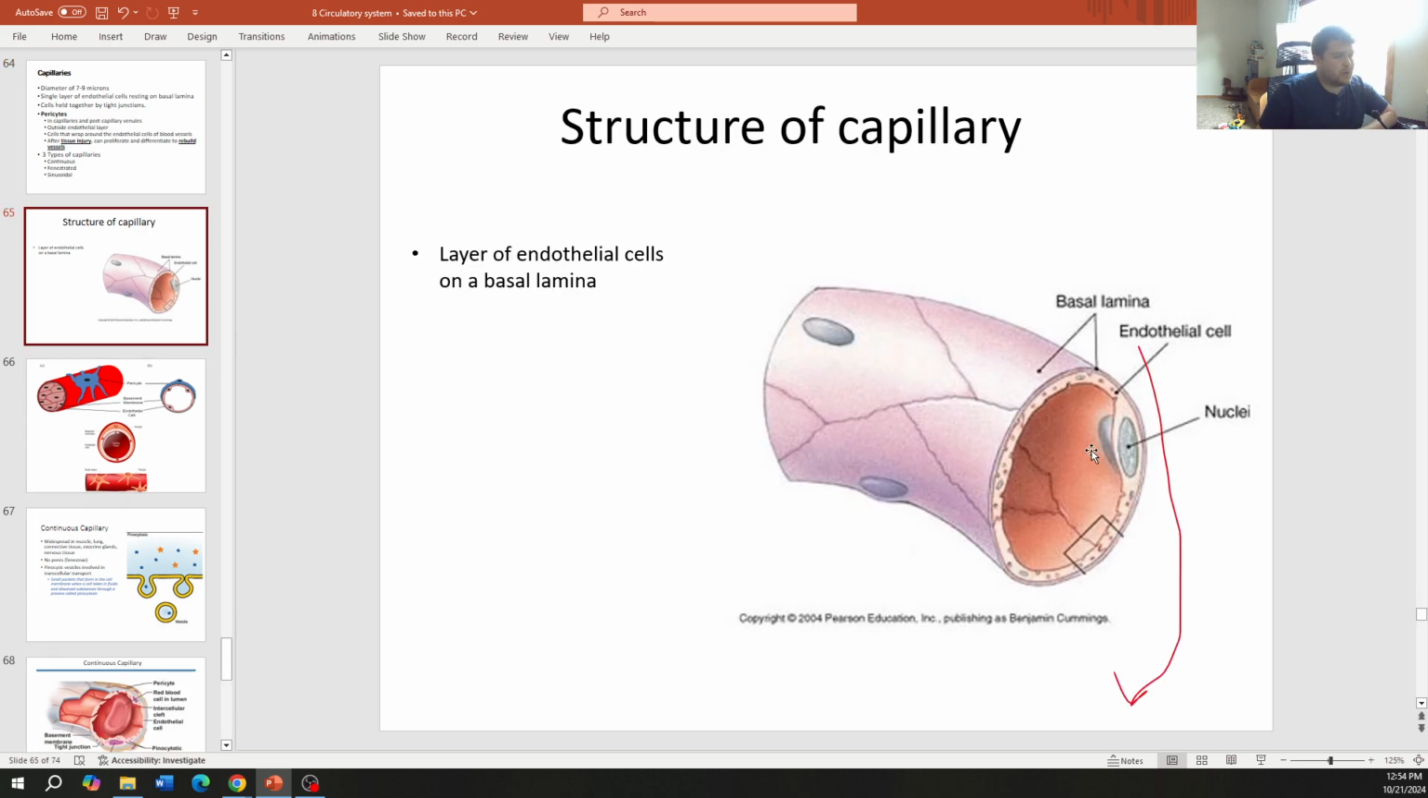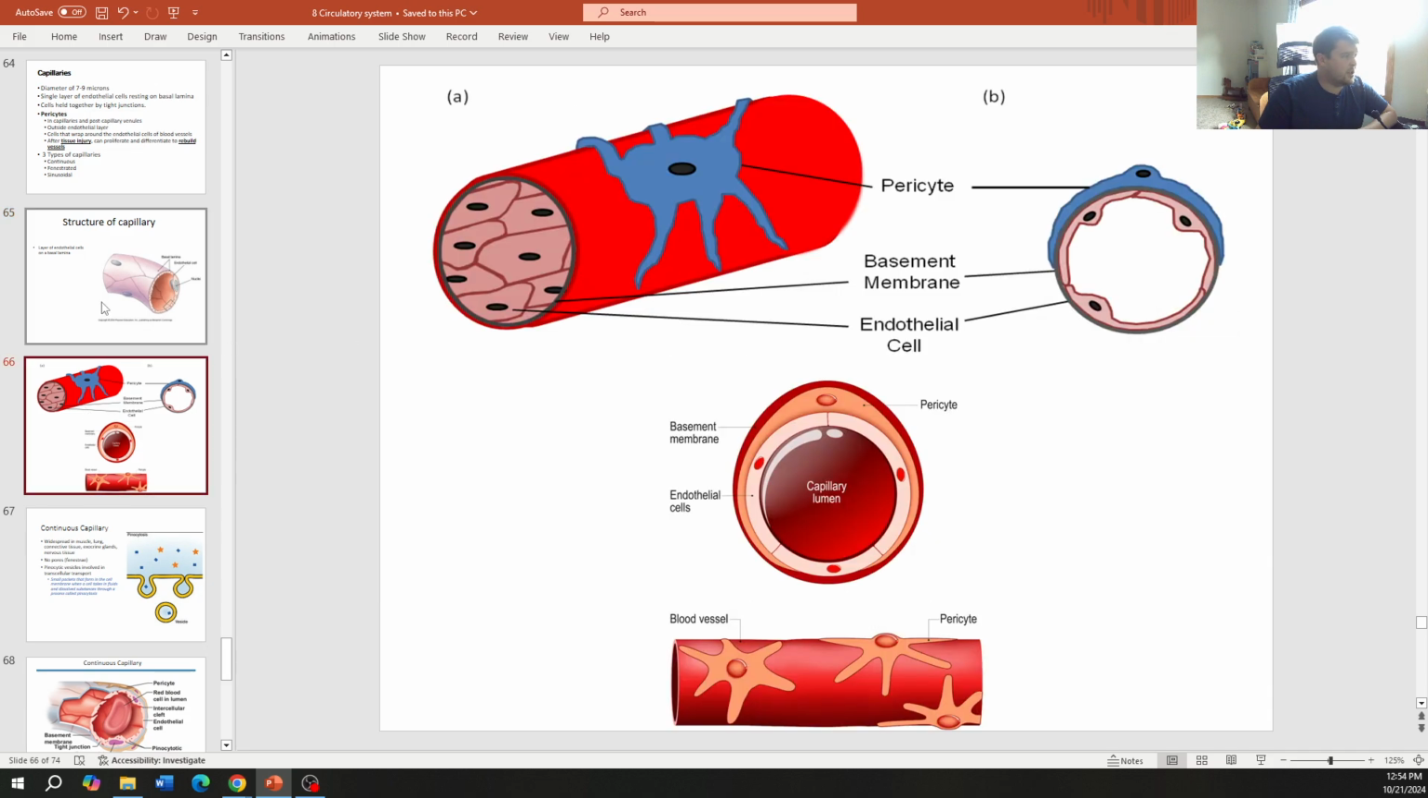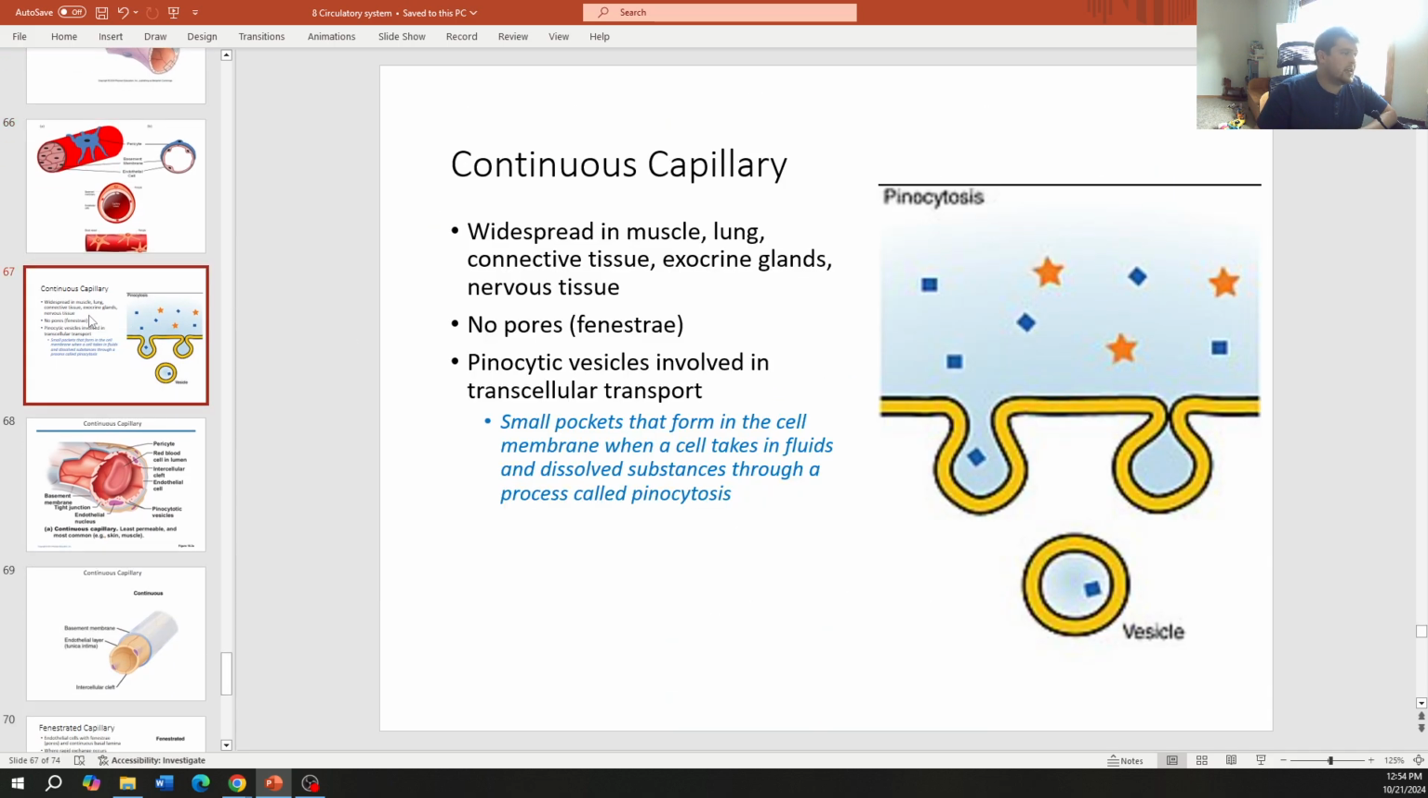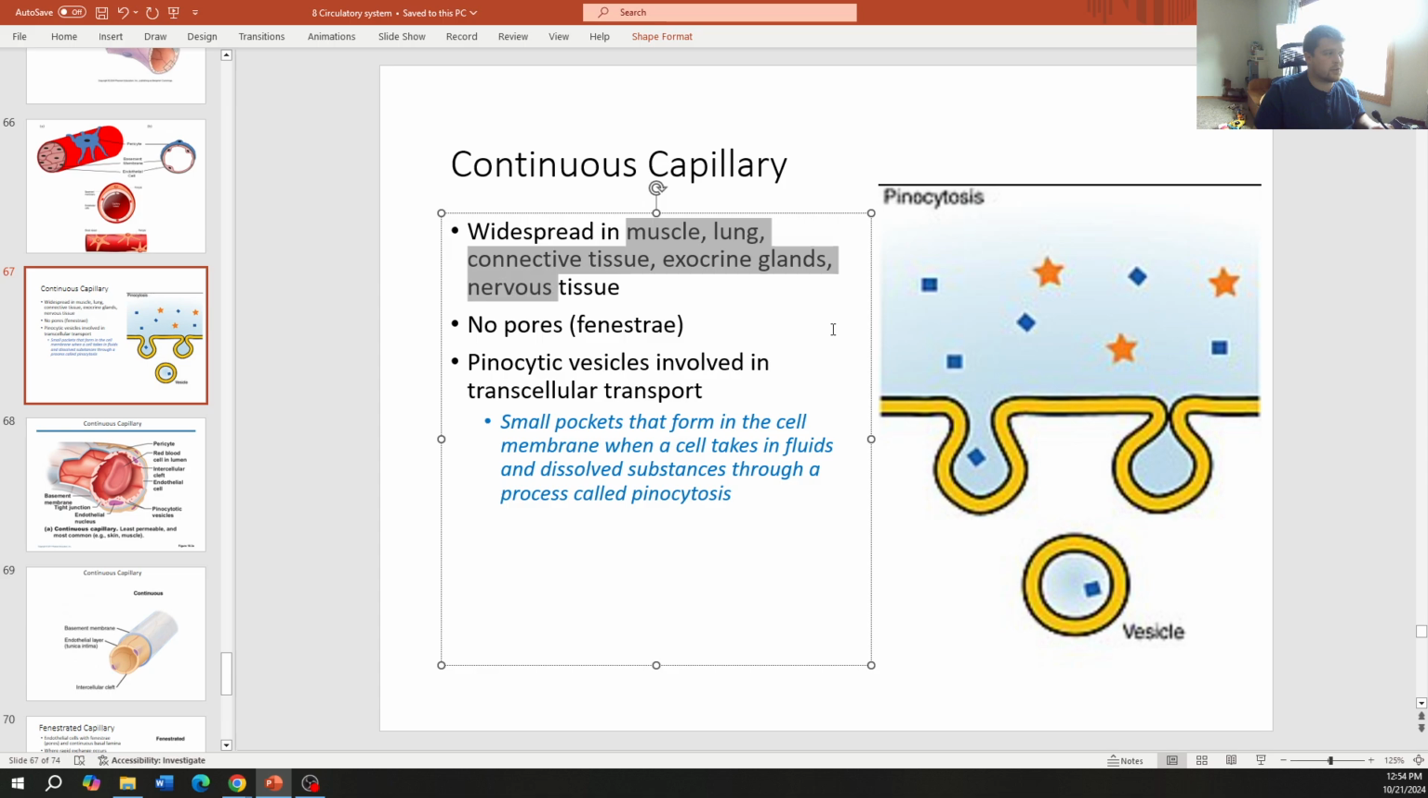So in general, we have the endothelial cells on the basal lamina. Those are those pericytes. The continuous capillaries are found mostly in our muscle, the lungs, connective tissue, exocrine glands, and nervous tissue. Throw those into a Quizlet. It's good to know all the locations. It has no pores because it's continuous.